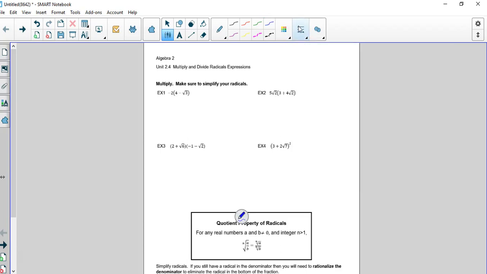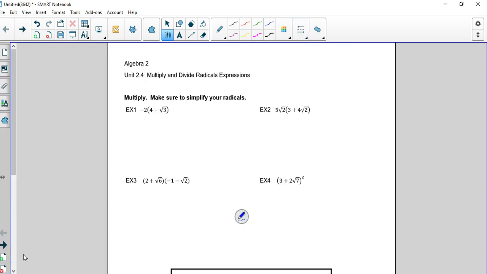Okay, 2.4. Now we're talking about multiplying and dividing radical expressions. So we're going to adjust the size a little bit. So here we're going to send the -2 in. So -2 times 4, no big deal, -8. Now remember here we're doing negative times a negative, which means positive.